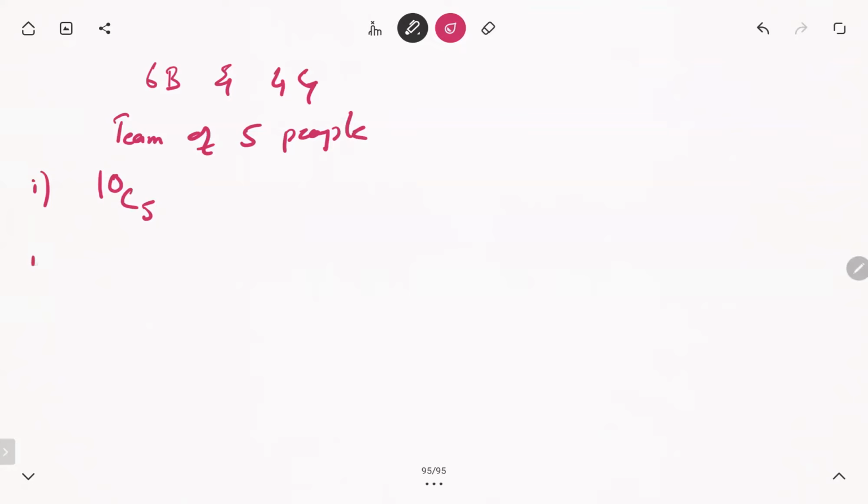Don't arrange them. Second part now: you have to choose a team in such a way that there are 3 boys and 2 girls in the team. Aisha, 3 boys and 2 girls in the team. 10C3 into 10C2.